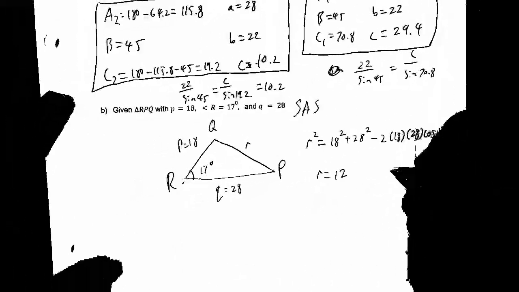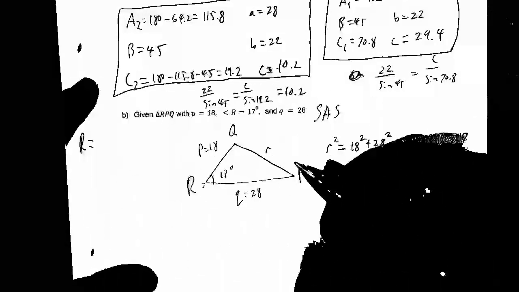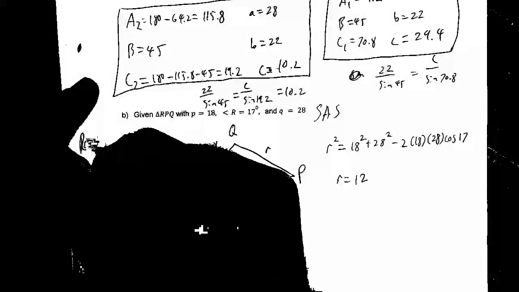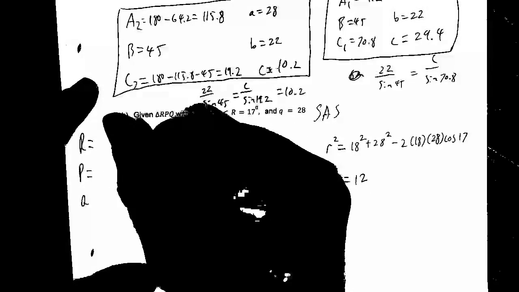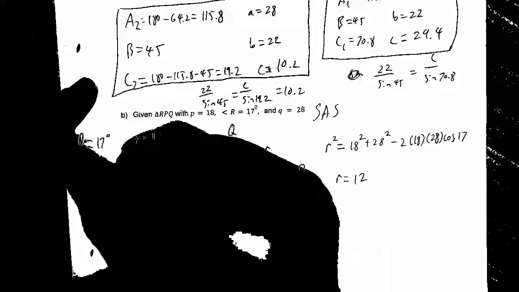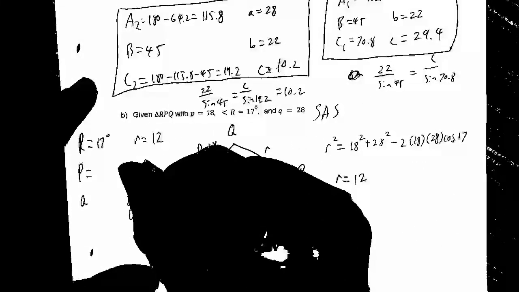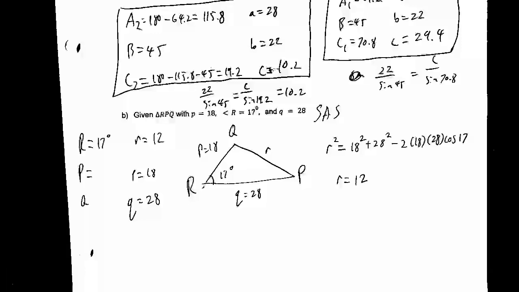So it might be nice if you want to stay organized, let's set up what we need over here. So we need R, we need P, we need Q, and we need little r, little p, and little q. Big R is 17. Little r is 12. Big P we don't know. Little p is 18. And then little q is 28. Okay? Now we'll do law of sines. Now we can use law of sines to find big P and big Q.